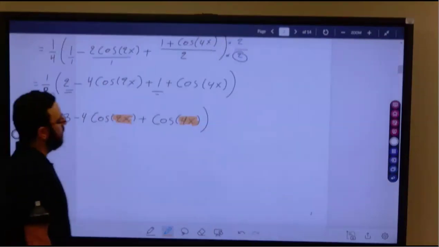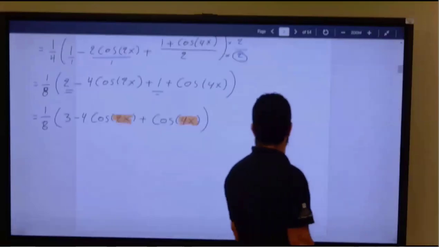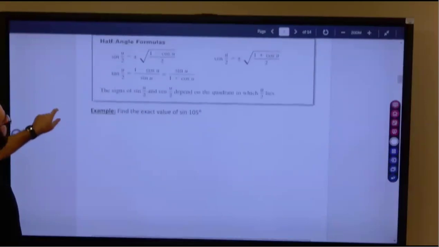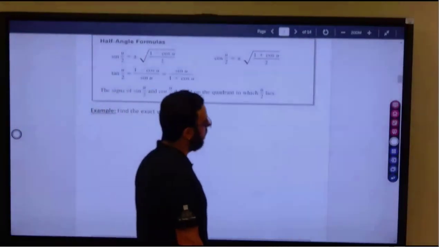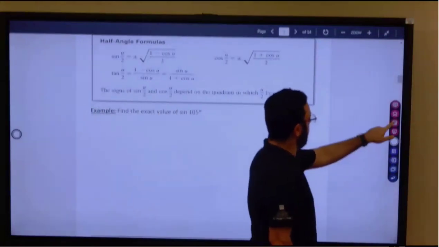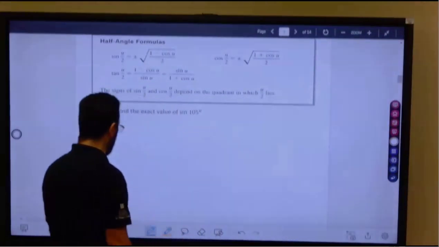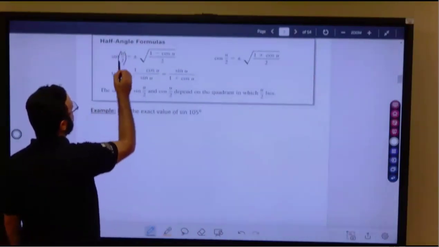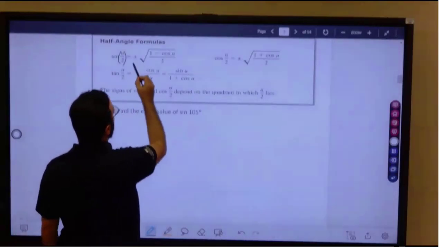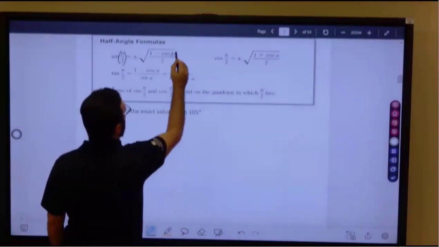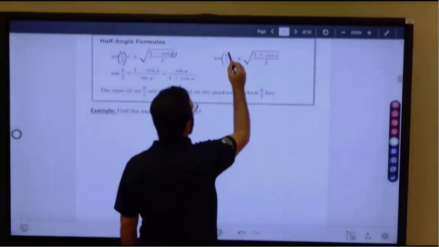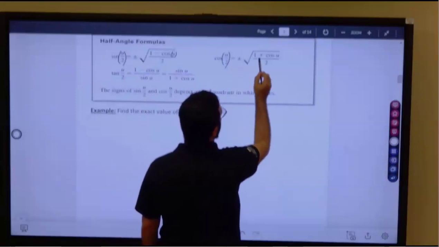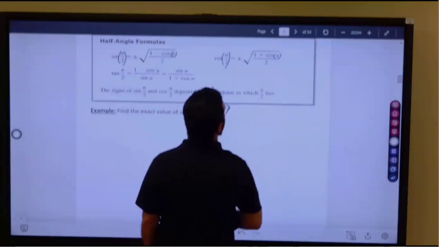The third part of this section is the half angle formulas. Here we have 3 formulas for the sine, the cosine, and the tangent. Let's check these formulas. It's the half angle formula, so you have to be careful. Sine of half the angle, which is u divided by 2, is going to be plus or minus the square root of 1 minus cosine u divided by 2. The same thing for cosine of u divided by 2, that means half of the angle u, which is plus or minus the square root of 1 plus cosine u divided by 2.